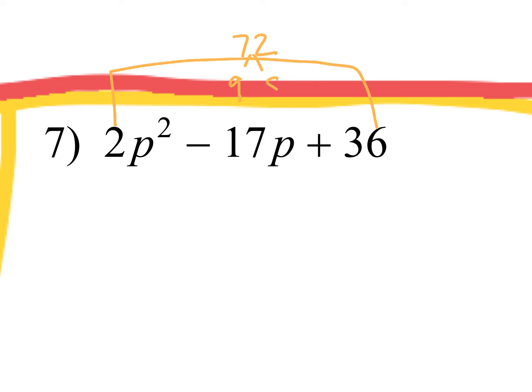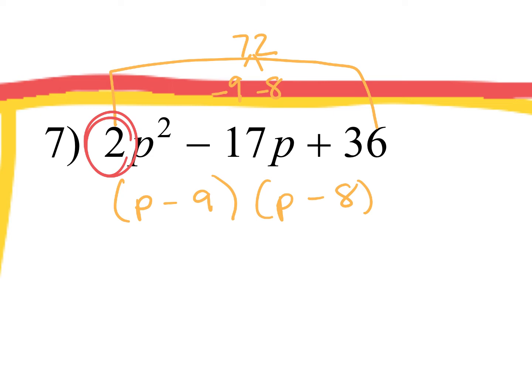Nine and 8. Negative 9 and negative 8. So in my parentheses, I have p minus 9 and p minus 8. What do I have to do next? Divide. Since I started with a number that's not 1, and I started by multiplying, I have to make sure I remember to go back in and divide.